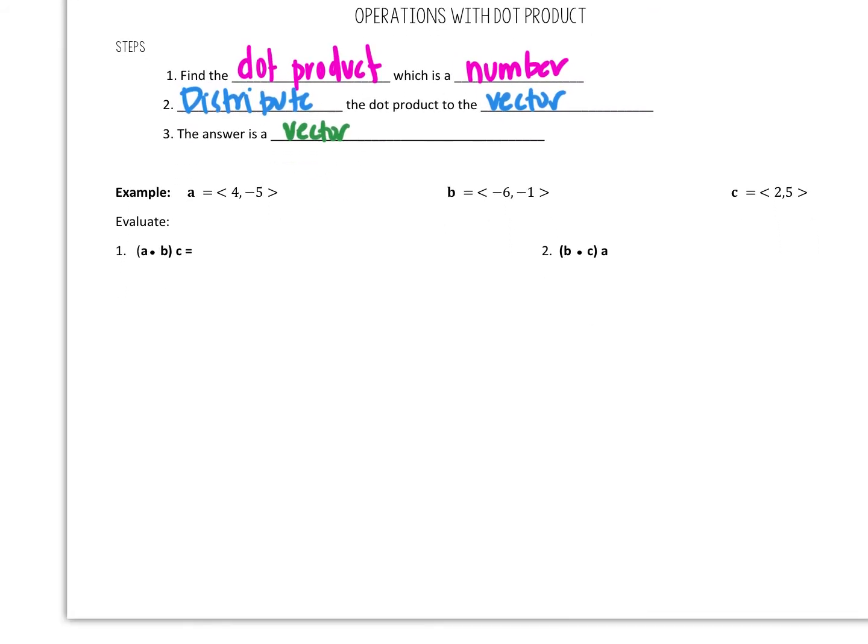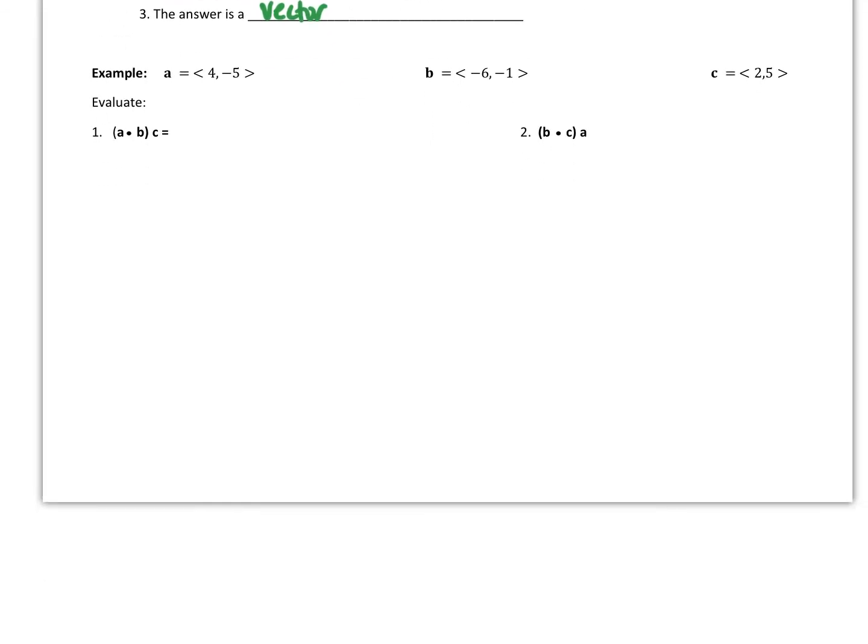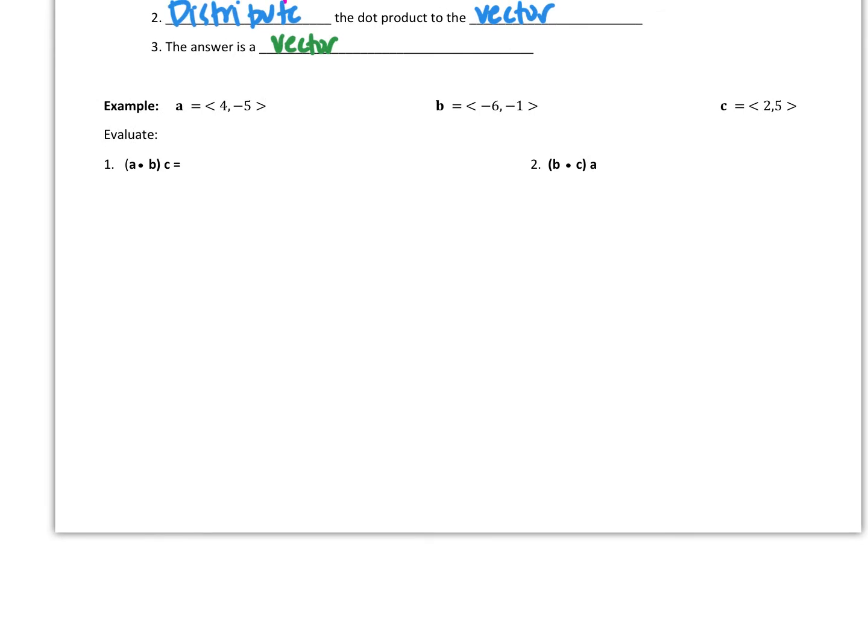So let's look at number 1. We're given vectors A, B, and C in bold up at the top of the examples, and we're asked to find, in number 1, the dot product between A and B multiplied by vector C. We're going to start right here with the dot product. So we're first going to find the dot product between A and B. In order to do that, we're going to look at vector A, find the first number up there, 4, and multiply it with the first number in vector B, -6. So we have 4 times -6. We're going to add it with the second numbers multiplied together, so -5 times -1.